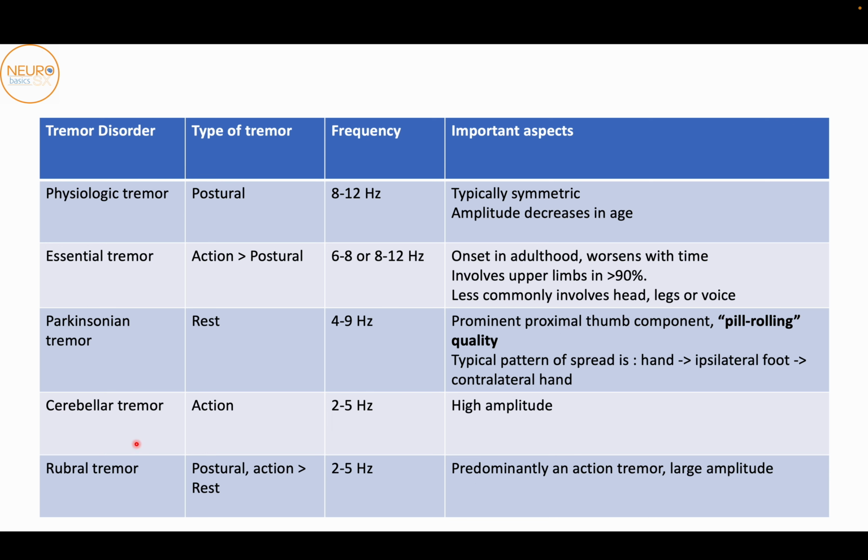Cerebellar tremors and rubral tremors are two very low frequency tremors. Both of them are predominantly action tremors, which have high amplitude, so they can be a little difficult to distinguish. But cerebellar tremors are limited to action tremors. Rubral tremors can also be postural or rest tremors.